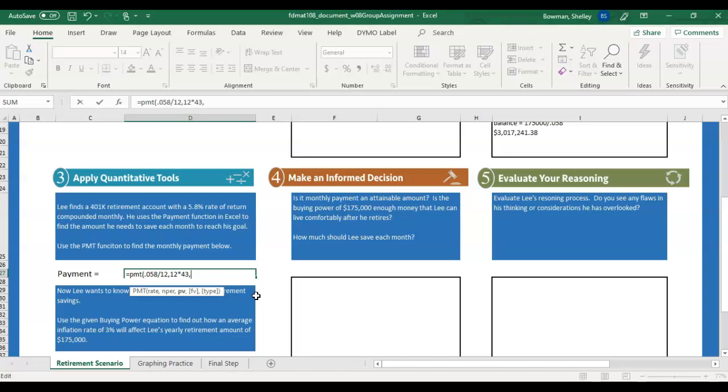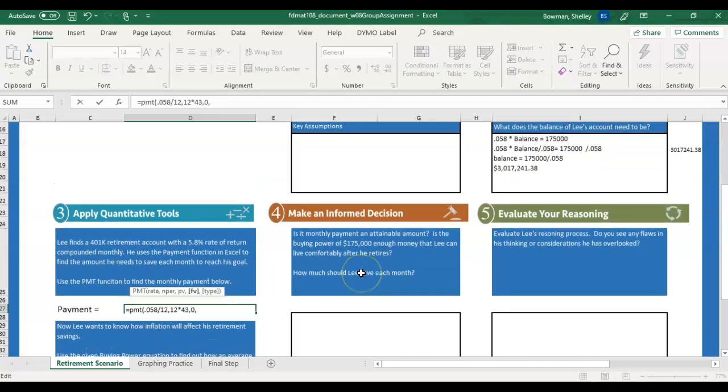The present value, Lee has not made any contributions yet, so the present value is 0. His future value, however, we just found as $3,017,241. And I'm going to go ahead and just keep it as that. I'm not going to add in the cents. Typically, I am very adamant. Oh, you know what? We have a cell. I'm going to go ahead and do the easy route, and I'm going to cell reference. So I don't even have to type anything, and that prevents any of my typos because there's a lot of numbers in there that I could make a mistake with.